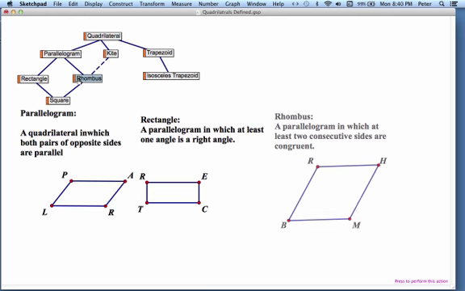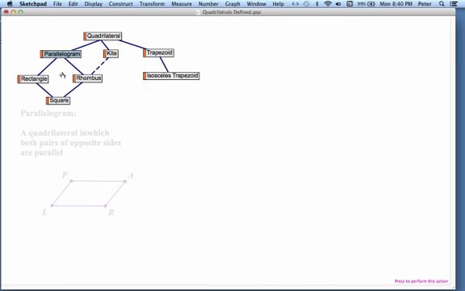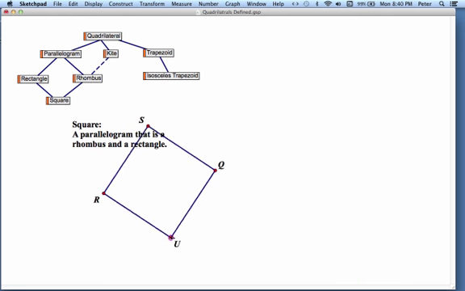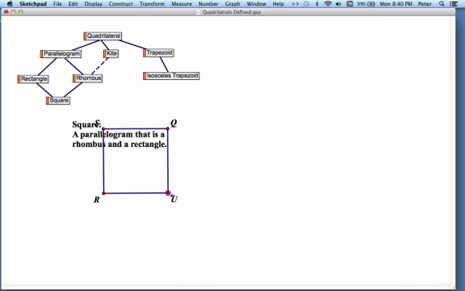Now let's take a look at a square. Because a square is a parallelogram that is both a rhombus and a rectangle. So that means that 2 consecutive sides are congruent and it has a right angle. No matter how I move this square, the angles will remain right angles and the consecutive sides will remain congruent.